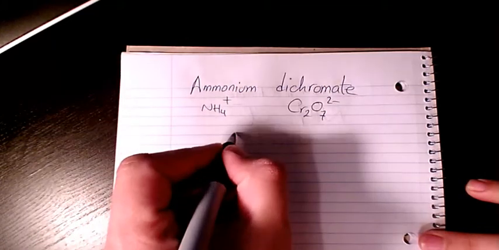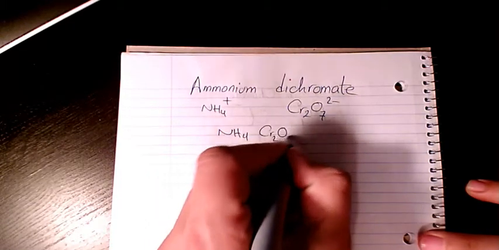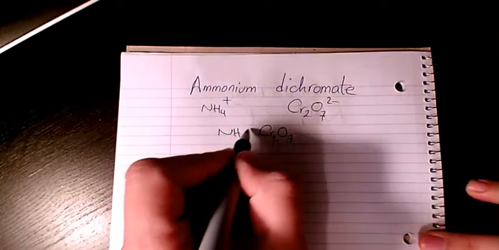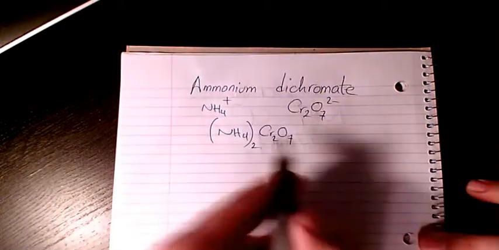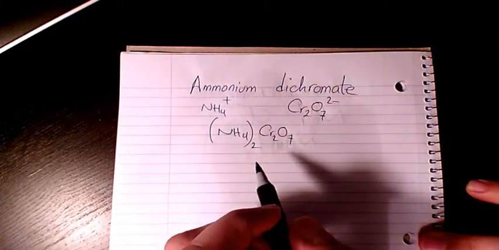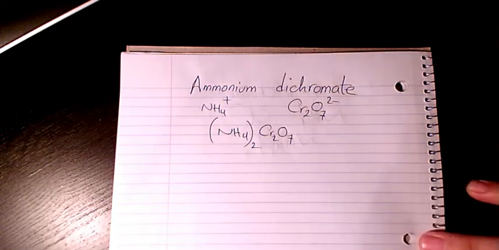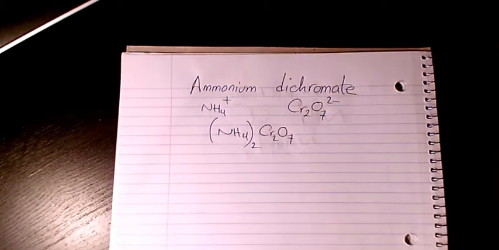So for ammonium dichromate, I can write it like that, NH4 and Cr2O7. The charge here is 2-, so this one must take a 2 and this one the 1. So it's going to be (NH4)2 Cr2O7. So that's the molecular formula for ammonium dichromate.